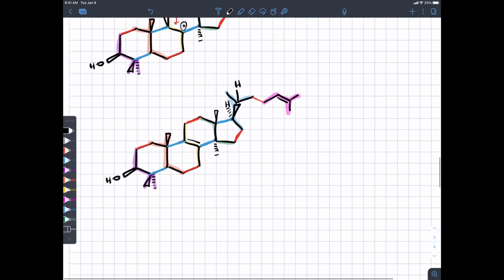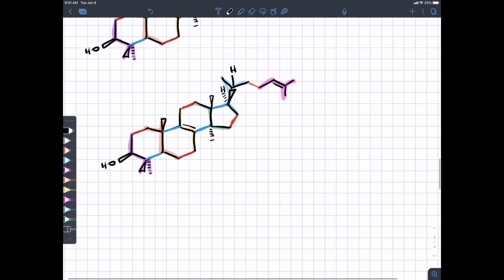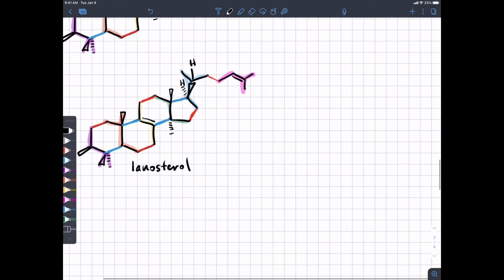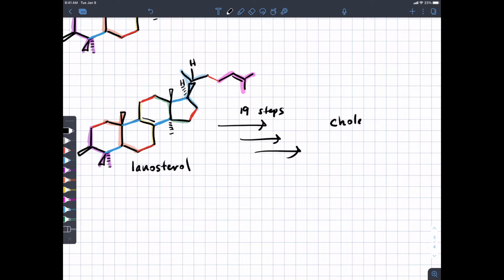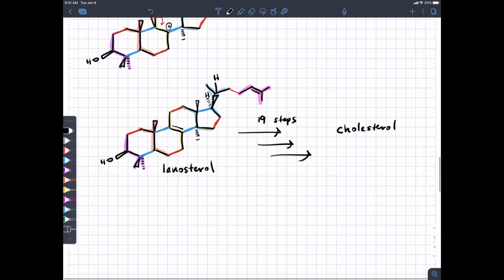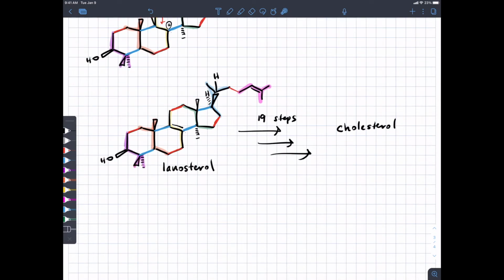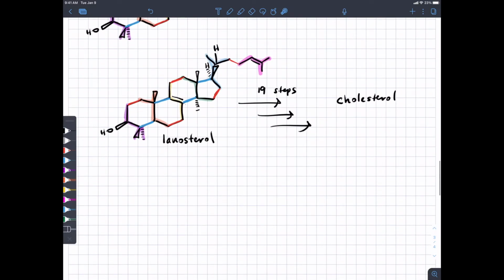So now you have a double bond there between these 2 rings. This is not yet cholesterol. This is called lanosterol, and it is the precursor. There are actually, get this, 19 more steps between this and cholesterol. And the steps involve oxidizing and moving around methyl groups, getting rid of some of them. These 2 disappear. And then once you get to cholesterol, you can convert that into hormones.